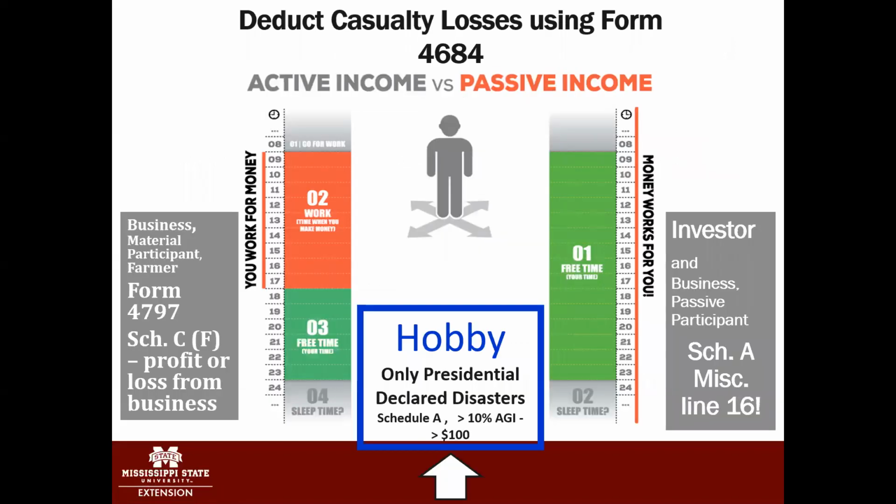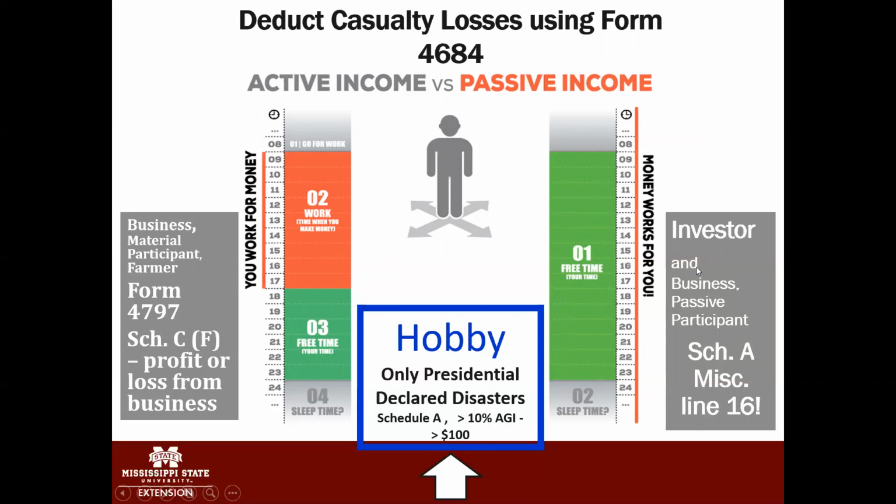So let's clarify here. I want to take a net operating loss because I had losses greater than my income for the year. For a hobbyist or personal property owner, that's only going to be possible if I have a presidentially declared disaster and I have these two restrictions: greater than 10% of adjusted gross income, and greater than $100 for each casualty.